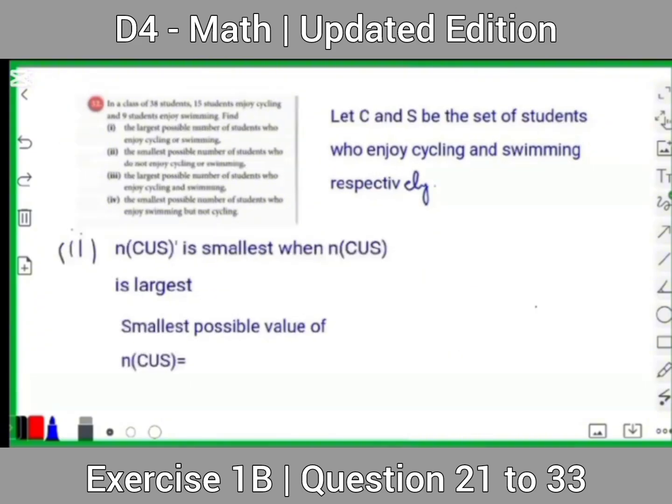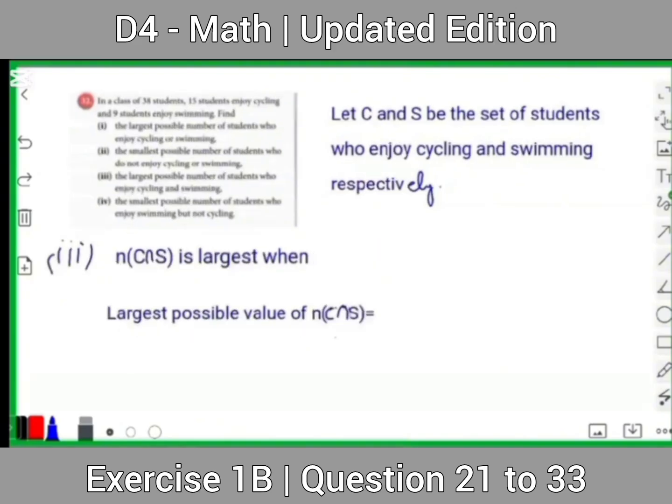In part 2, we have to find the smallest possible number of students who do not enjoy cycling or swimming. So n of (S union C) whole complement is smallest when n of C union S is largest. So the smallest possible value will be found by 38 minus 24, which gives us 14. We simply subtract the number of students who enjoy cycling or swimming from the total number of students, and we get 14, the number of students who do not enjoy cycling or swimming.